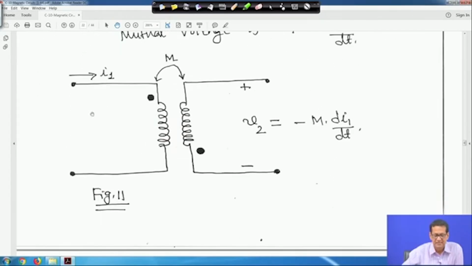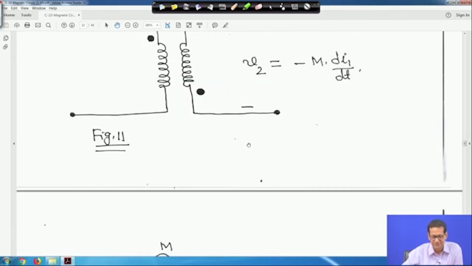Now, next one is the second diagram. The dot is here and the dot is here, suppose it is marked. Current is entering into this dot, but in this case the reference polarity at the dot is minus. So V2 will be minus M dI1 upon dt. Although the current is entering the dot, the reference polarity for V2 here is minus. So it will be minus M dI1 upon dt. When current is injected from both sides, we will see later, right.